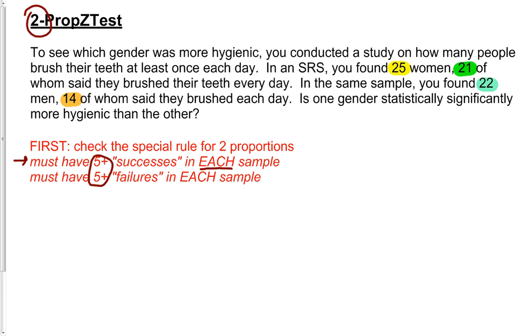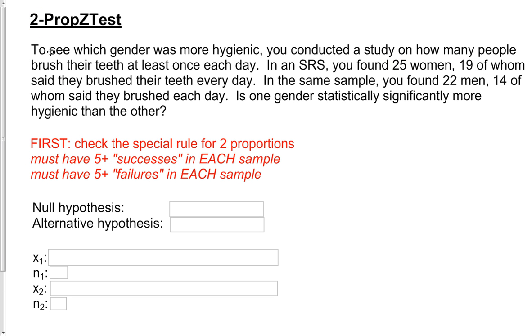Now, if we look at this, we have 21 out of 25 women. That means 21 say yes, that would be considered a success. And then we have only 4 who didn't, who were failures in this example. 4 is less than 5. Therefore, we cannot do this test right now. So, in this case, you would just say, we cannot do inference because we don't have enough failures in the sample.